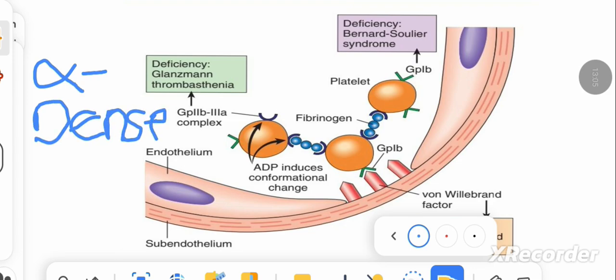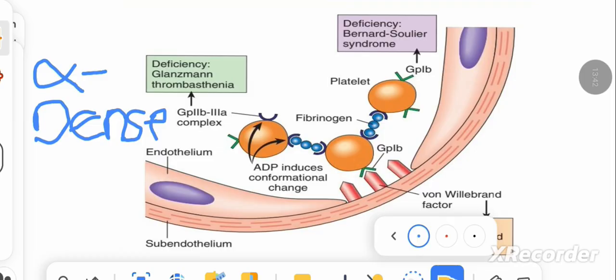Okay. So the alpha granules, there is what we call fibrinogen, and then there is also factor 5, and then there is also von Willebrand factor. So remember, von Willebrand factor can also be released by the activated platelets in the alpha granules. Then in the dense granules, which are released by activated platelets, there is ADP, ATP, there is also ionized calcium, there is serotonin, there is also epinephrine.